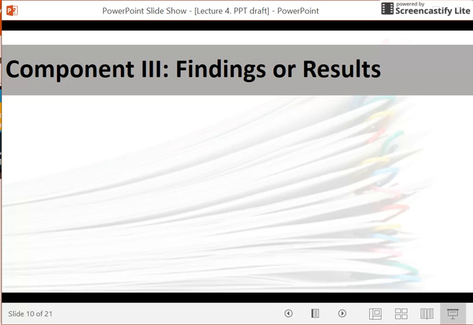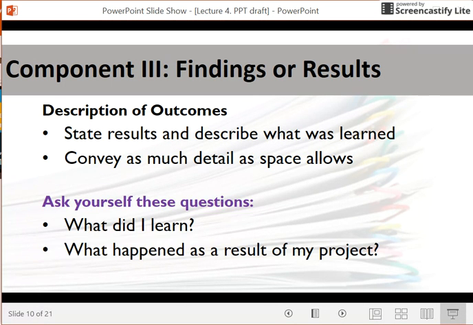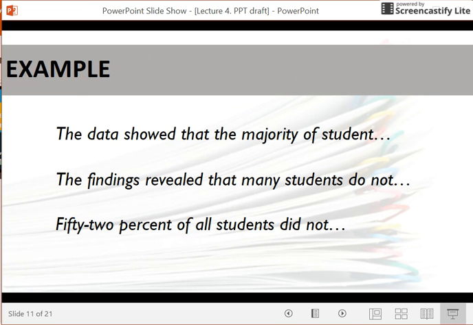Component 3, findings or results. This is a description of outcomes. State results and describe what was learned. Convey as much detail as space allows. As you're writing this, ask yourself these questions. What did I learn? What happened as a result of my project? Here are some examples.